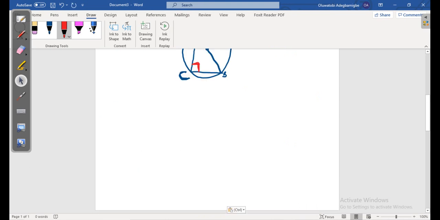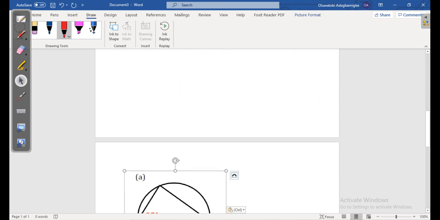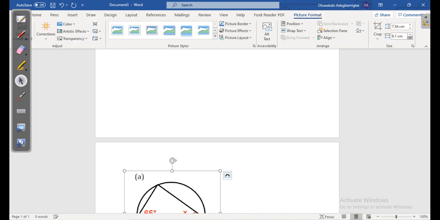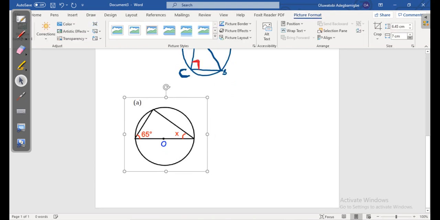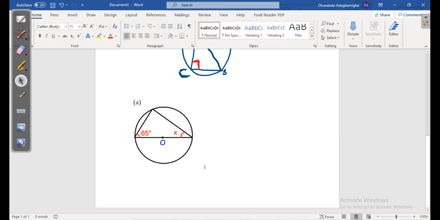And if you examine this question, let me reduce the font so that it's smaller and we don't waste too much space. Good. Now, you will agree with me that this is a diameter. This is the diameter. So if this is the diameter, the angle facing this diameter is obviously what? 90 degrees.